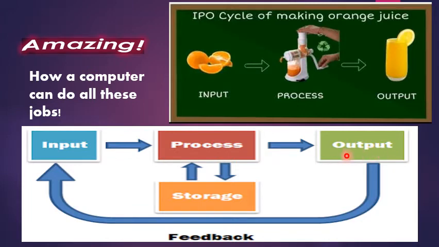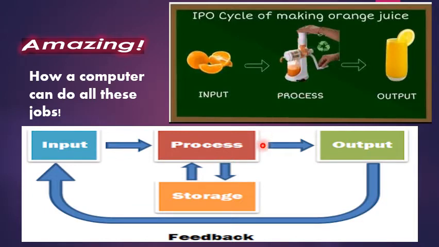What do we want? We want output. But this output cannot be taken directly. It has to go through some changes or a process or a track. Okay, and that is input, process, storage, and output. Here, input, process, and output, there is no storage, because here we are talking about the juicer machine and it does not have any memory.